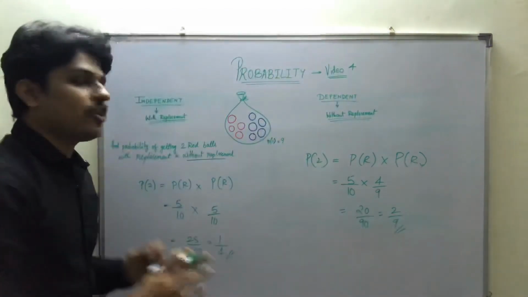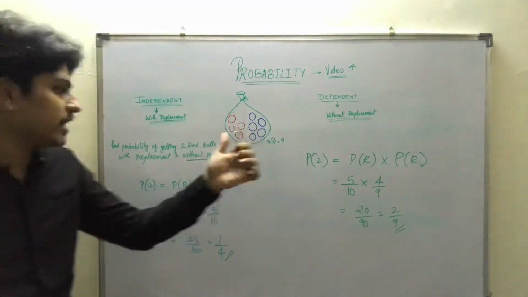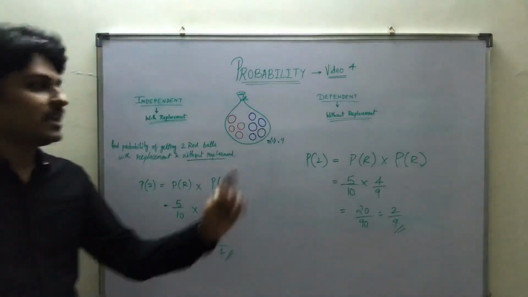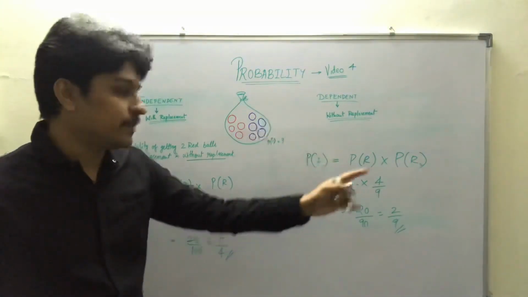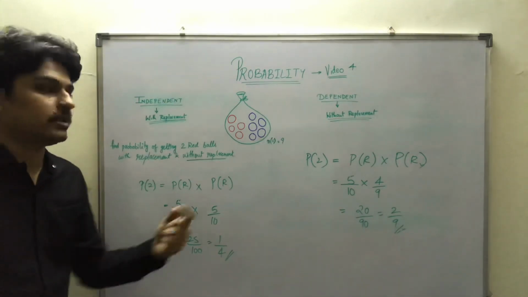So the probability of getting 2 successive red balls in an event with replacement is going to be 1/4, whereas in an event where there is no replacement, it is going to be 2/9. The probability of winning over here is much higher than in this case.